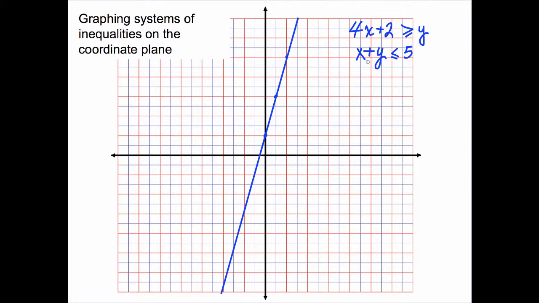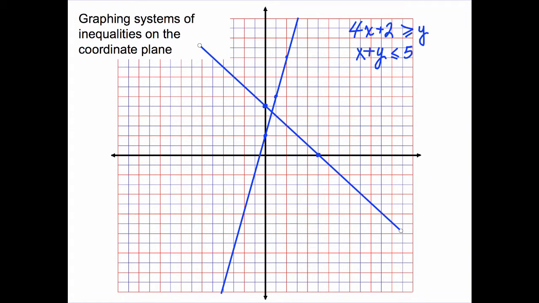Now let's take a look at x plus y is less than or equal to 5. For this one, the x and y intercepts are here. So there's y equals 5, x equals 5. And once again, this is a solid line because this is a less than or equal to inequality.